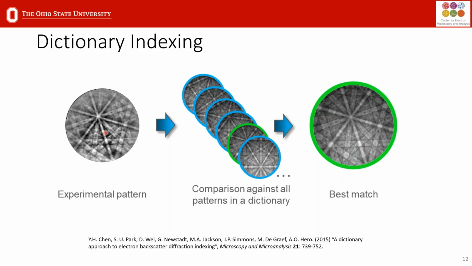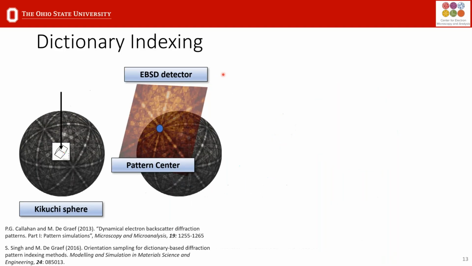it repeats that analysis. Now, the big trick is to really accurately simulate all these patterns, and that's no easy task. So to understand how those patterns are simulated, we need to just have a look at how the diffraction information is projected onto the EBSD detector screen. So here we have the electron beam coming in, and we have a crystal in a particular orientation, and then we have this diffraction information that can be represented by this Kikuchi sphere.